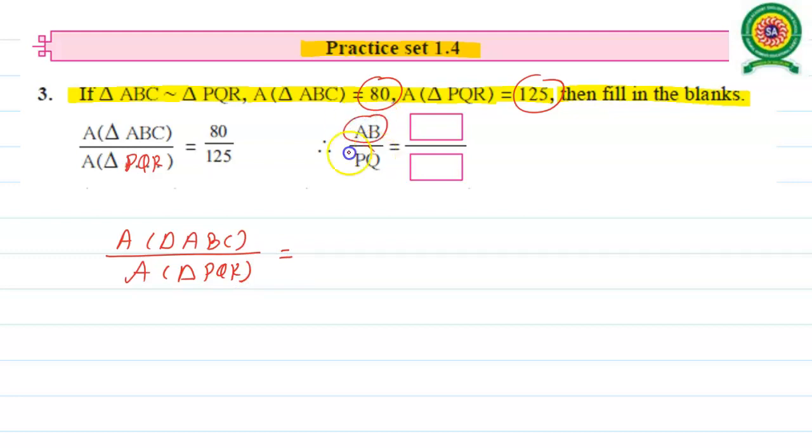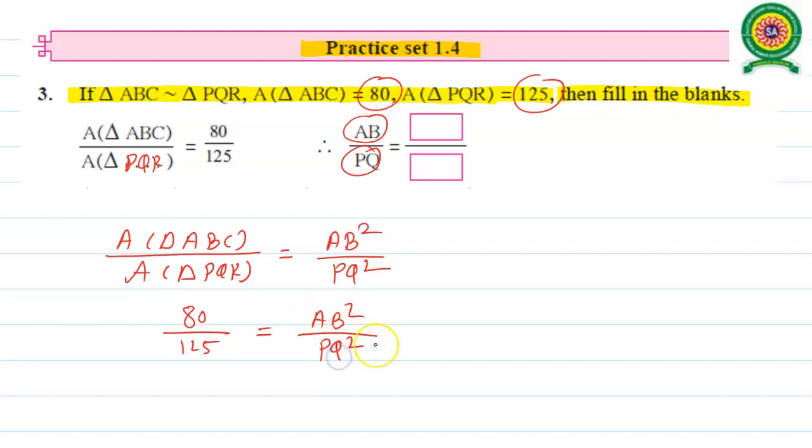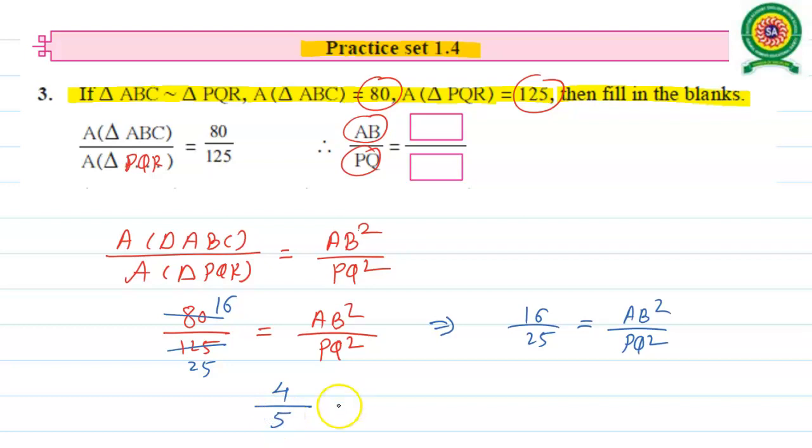Now the corresponding sides here are AB and PQ. So I am taking AB square divided by PQ square. Area of triangle ABC divided by area of triangle PQR is 80 divided by 125, which equals AB square divided by PQ square. Now we well know 16 fives are 80 and 25 fives are 125. So I am writing 16 divided by 25 equals AB square divided by PQ square. We have to evaluate AB divided by PQ. Taking square roots on both sides, the square root of 16 is 4, the square root of 25 is 5, which equals AB divided by PQ.